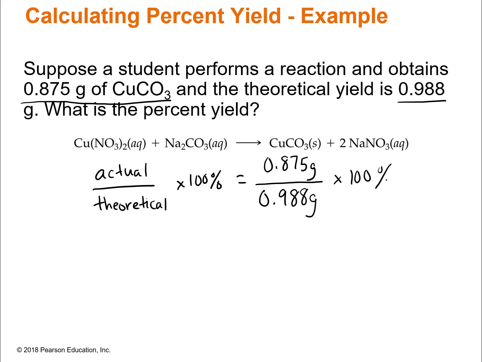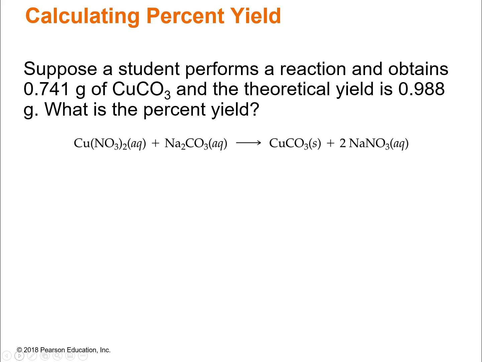Then you have to take that ratio and multiply it by 100%. Put that in your calculator and see what you get. Exactly. So you should get 88.6%.